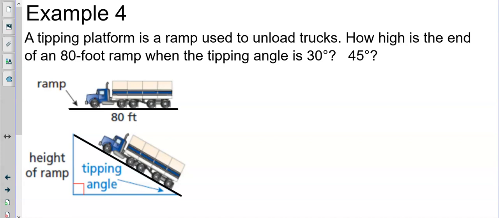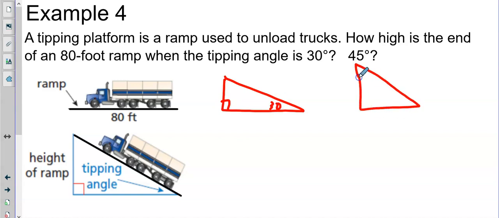A tipping platform is a ramp used to unload trucks. How high is the end of an 80-foot ramp when the tipping angle is 30 degrees? What about when it's 45 degrees? Okay, so what we're going to do is we're going to do this twice. We have our 90 here. We're going to do 30 degrees here. We're going to do 45 here, which means this is 45 and this is 60. This is not changing. This is 80.